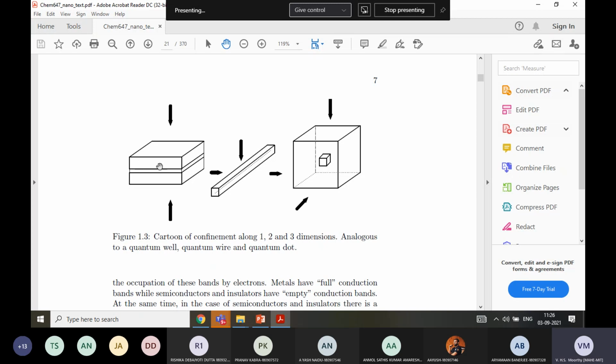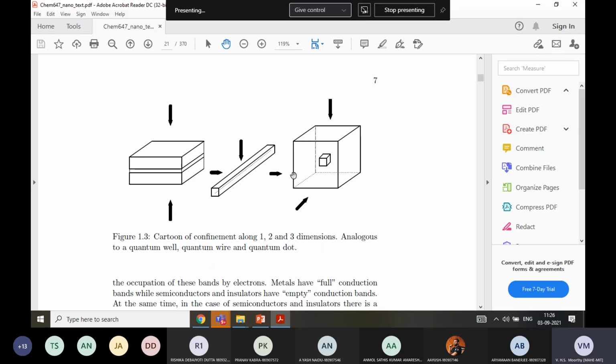Now after that, the electron is restricted in the z direction. So other than the xy directions, it cannot go in that direction. Now if I say that the electron cannot move in both the z and y directions, and can only move in the x direction, then what will happen? Only in one dimension can the electron move. What is meant by that?